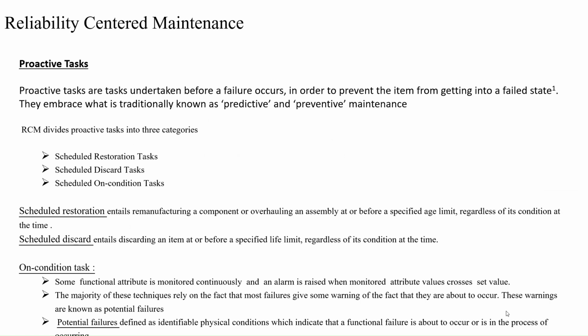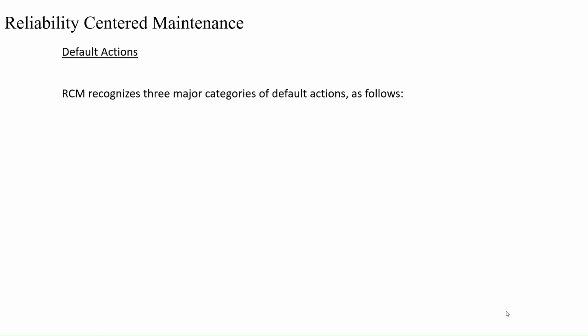The majority of these techniques rely on the fact that most failures give some warning that they are about to occur. These warnings are known as potential failures. Potential failures are defined as identifiable physical conditions which indicate that a functional failure is about to occur or is in the process of occurring. And if none of the proactive tasks are available, we need to select some default tasks.